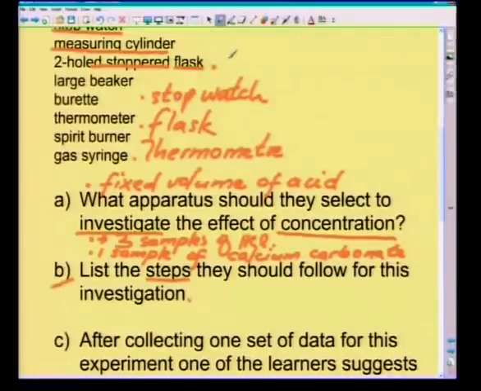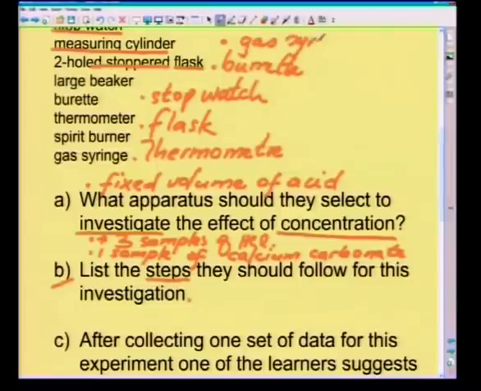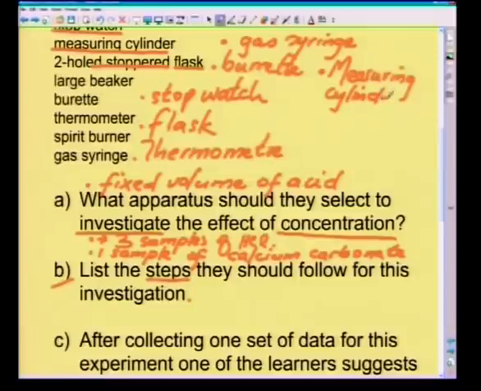Here you would also need a burette. You would also need the gas syringe. And as the last one here, you need your measuring cylinder, because you want to measure exact amounts of the acid. So you need the measuring cylinder as well. These are all the apparatus that you would need to put together for this practical investigation.